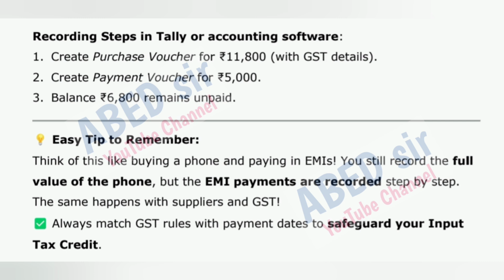Easy tip to remember: think of this like buying a phone and paying in EMIs. You still record the full value of the phone, but the EMI payments are recorded step by step. The same happens with suppliers and GST. Always match GST rules with payment dates to safeguard your input tax credit.